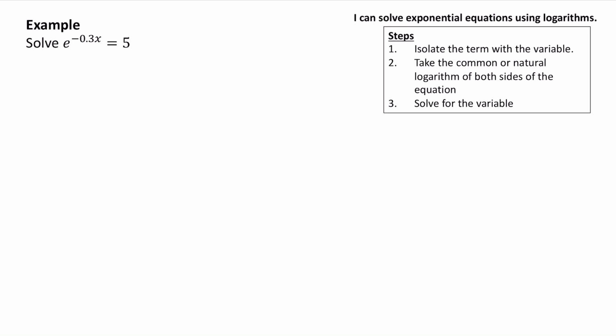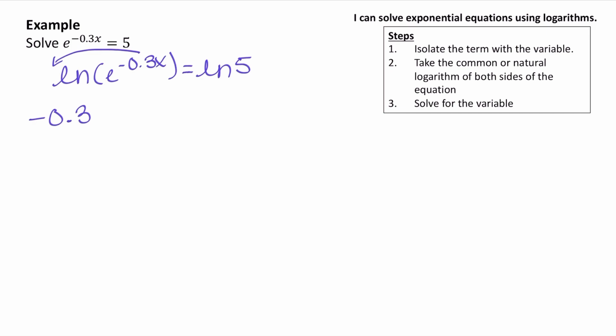So suppose we want to solve e to the negative 0.3x equals 5. Whenever you have an e as your base, you want to make sure and take the natural log. So this becomes natural log of e to the negative 0.3x equals the natural log of 5. And then what you can do is use the power property to rewrite. So this is going to be negative 0.3x natural log of e equals the natural log of 5.